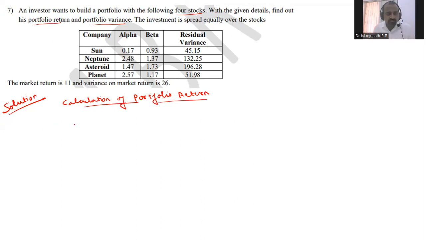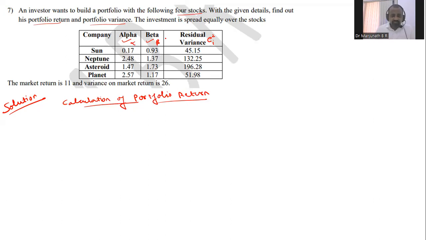However, we need to understand one important thing: we don't have a probability here where we multiply the returns of a security and then get the portfolio return. Here we have alpha, beta, and residual variance. Residual variance can be written as EI square. Please make a note of this, EI square. And we know that alpha and beta can be written like this.